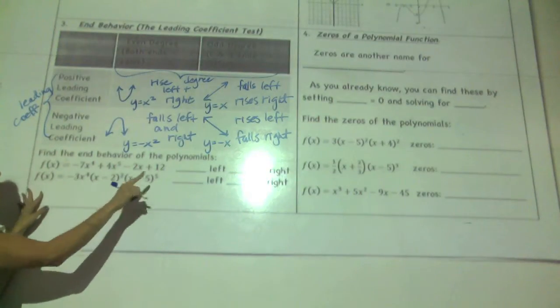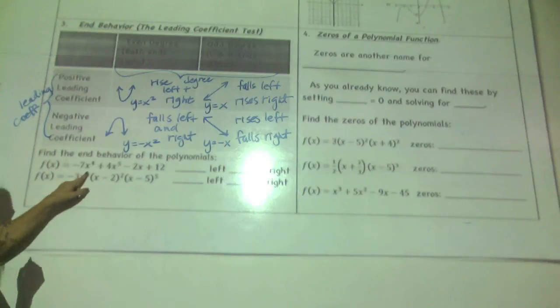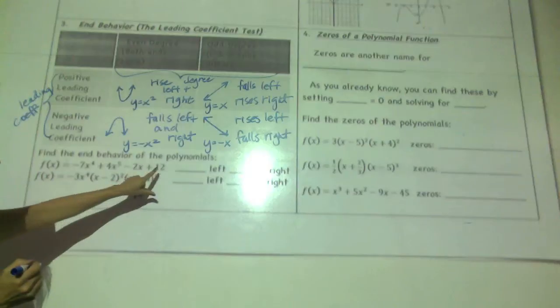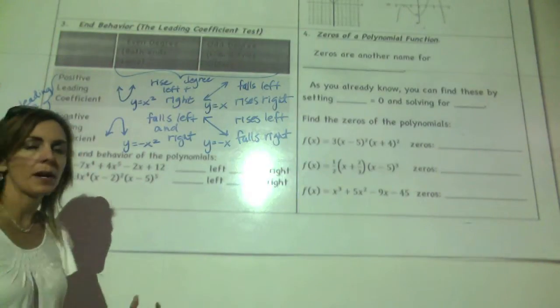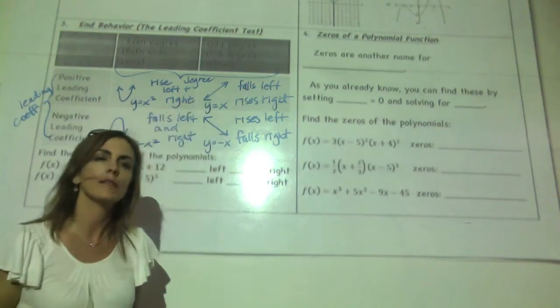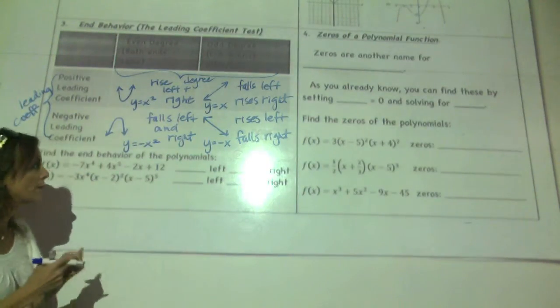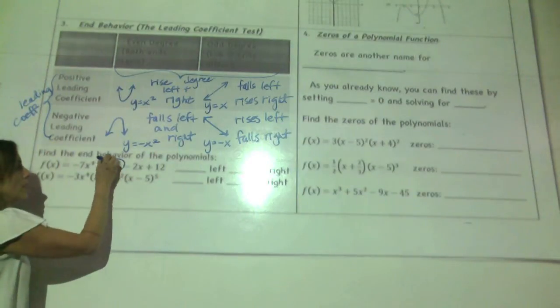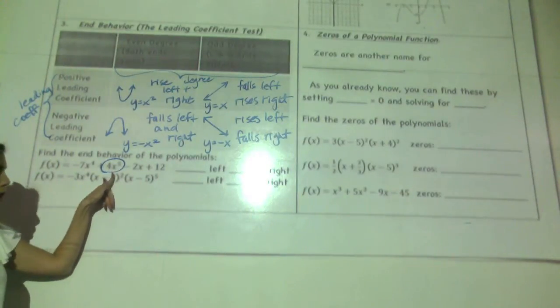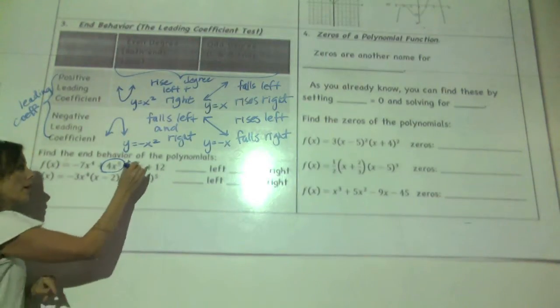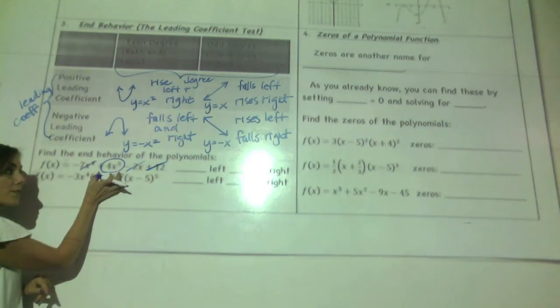We want to find the end behavior of this polynomial. Negative 7x to the 4th plus 4x to the 5th minus 2x plus 12. Okay, so we are interested in the leading coefficient, which is the coefficient of the first term if this equation was in standard form. And we notice right away that it's not in standard form. But if it were, this term would be the first term. This is the only thing that matters. We don't care about this or this or this. It's just this first term.